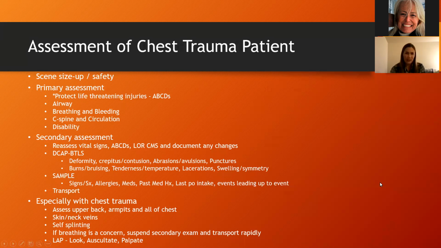Especially with ski trauma, it's important to evaluate and be aware of the upper back, the armpits, and evaluate all of the chest itself. This can be hard because a lot of people are wearing multiple layers of clothing, so oftentimes we're pushing, we're palpating. If you're able to take a quick look, lift the shirt up, you can. Make sure with chest injuries, you look at the skin and specifically the neck veins, the jugular vein distension, the trachea deviation, things like that.